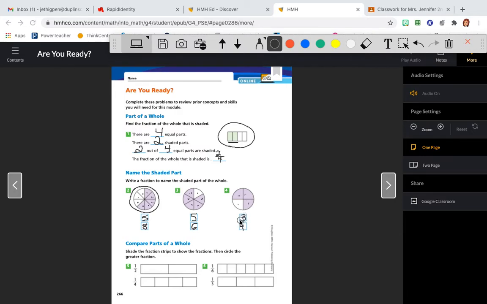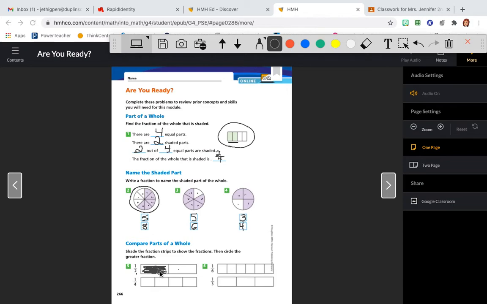All right, compare parts of a whole. Shade the fraction strips to show the fractions, then circle the greater fraction. All right, so now remember that the bottom number is how many equal parts we have in the whole shape. So we have 2 equal parts, which we see in our picture, here and here. Now we want to shade in one of those equal parts. So if you shade in one of those equal parts, this would be 1/2.